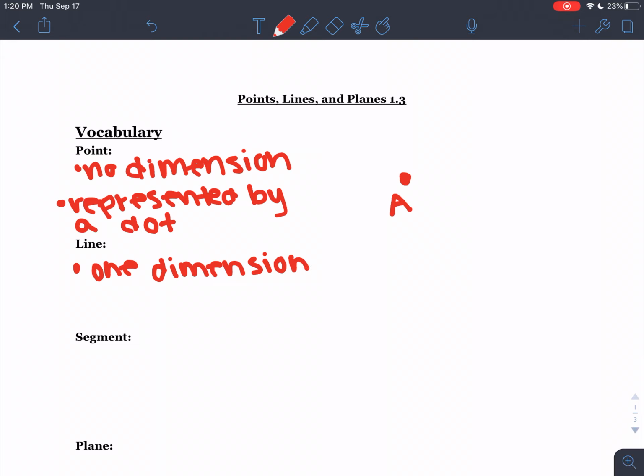It's represented with a line like this, made up by 2 points that go on in both directions forever. It may also be called something like L. If there's a little letter at the side that's usually in cursive, that means that it's naming that line. It goes in both directions forever.